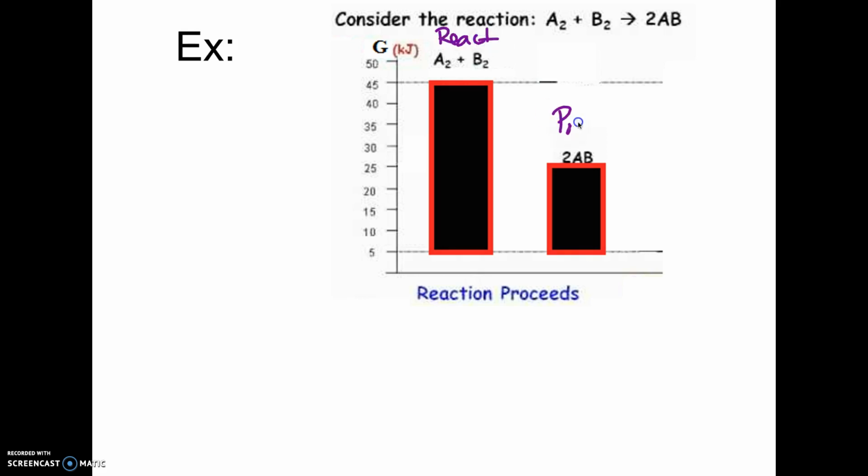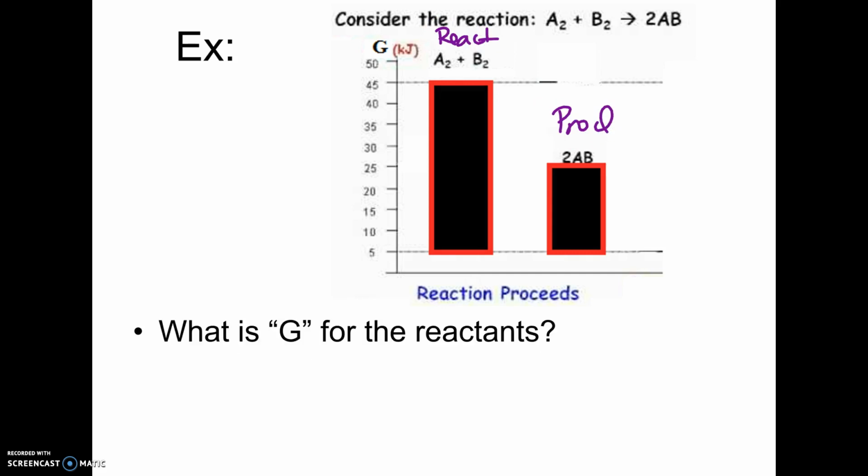And this is our products here. So really, no trick questions here. The first question is, what is G, the amount of free energy in the reactants? So what is it from the graph? How much energy do the reactants have? 45, exactly.